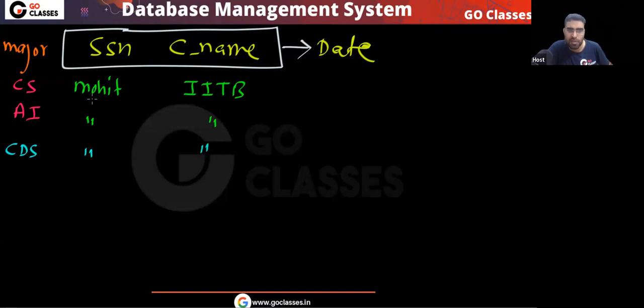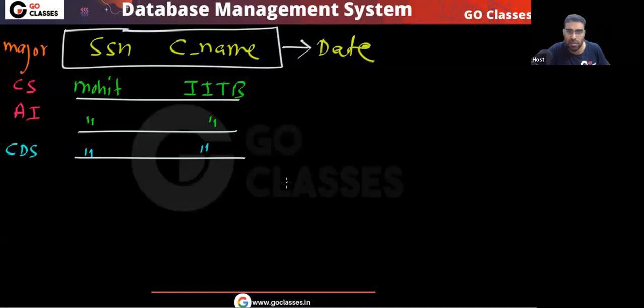Now you tell me, whenever this combination is same, date must be same. Do you agree with me? If this combination is same, this date must be same. So, for example, 4 April. Okay, so you can see something like this. I hope you understood.